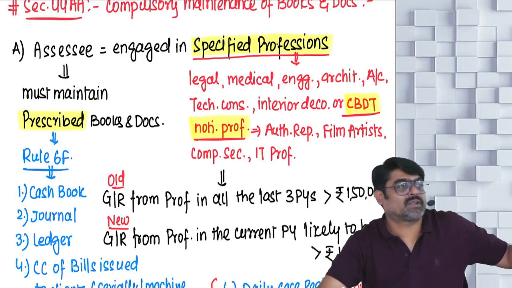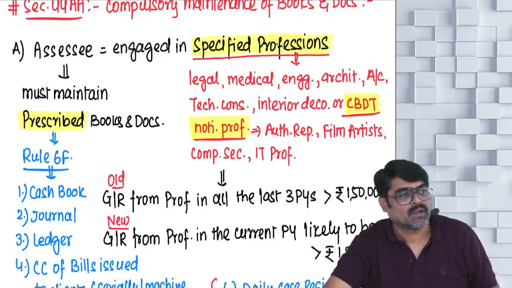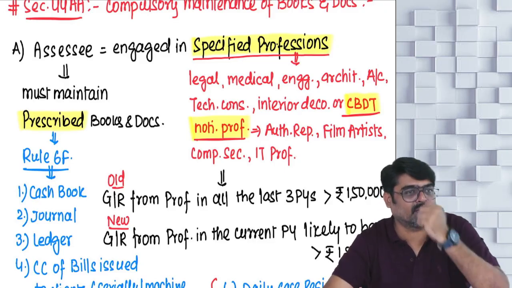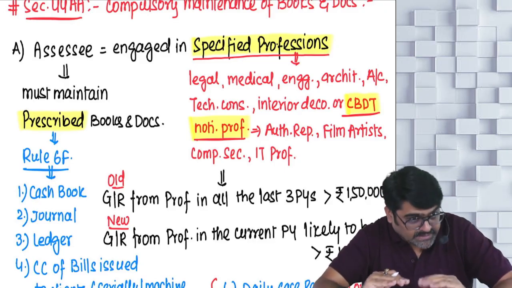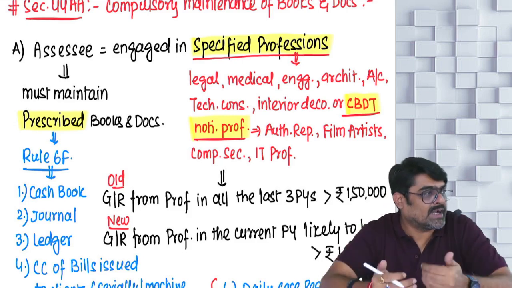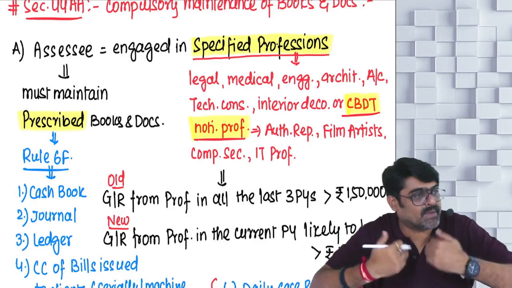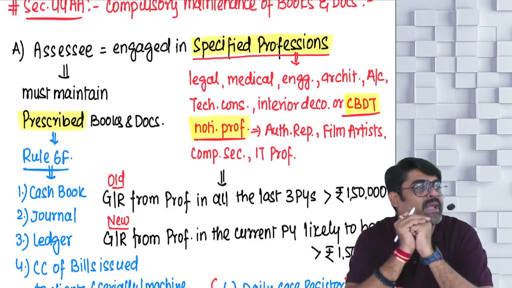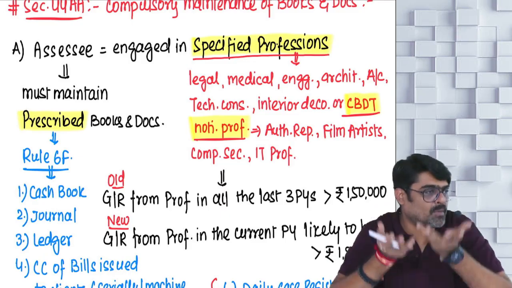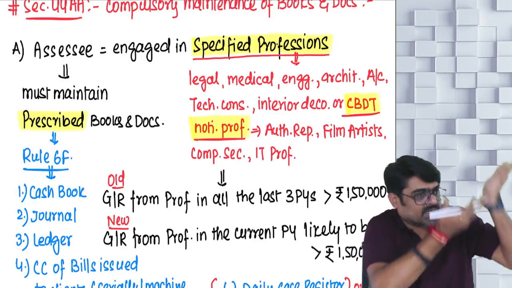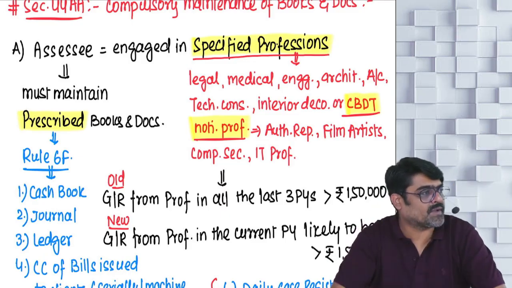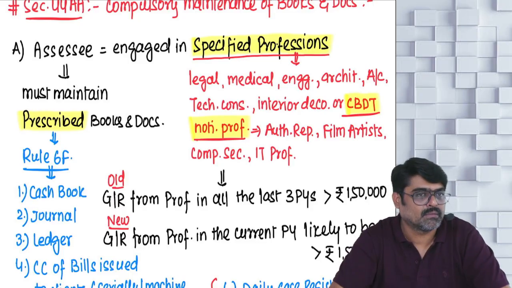No. Last 3 years gross receipt is not there only because I have started my profession in this year. And the time when I am starting my profession is end of the year only. So last 2-3 months, I am not expecting that my receipts of the profession will be more than 1,50,000. Then why are you bothering me to maintain the prescribed books for this much small period of time? Why are you putting me in trouble?